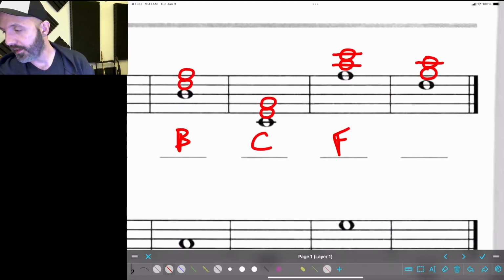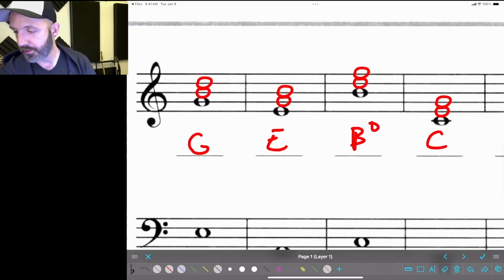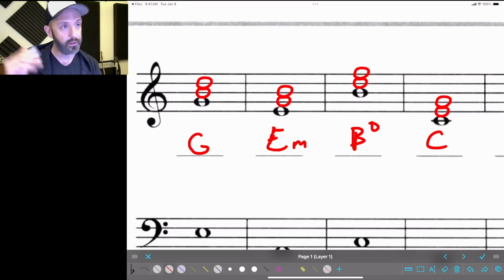F. And on this one, they're not talking about the quality of the chords. Like, I know that's a D minor. I know that that's a B diminished. But we'll get there. Right now, on this sheet, they are just trying to get you to think about the basic terminology: root, third, fifth.